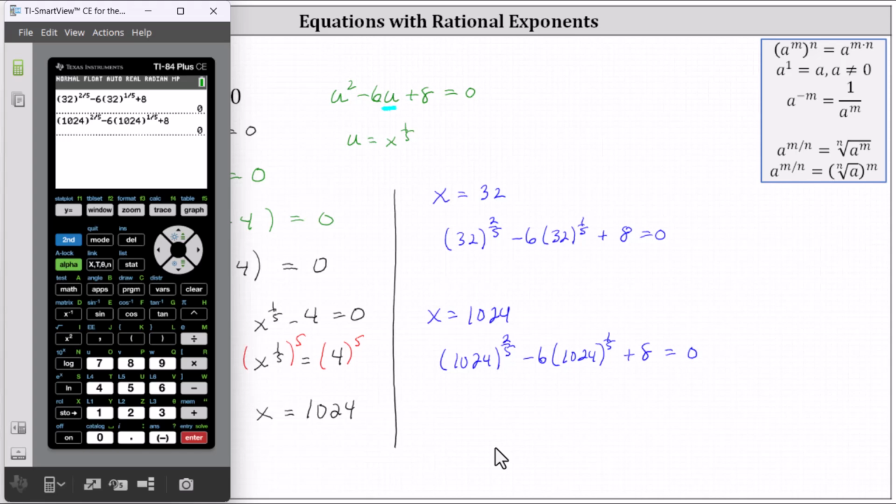And notice both values satisfy the equation, indicating the equation has two solutions.